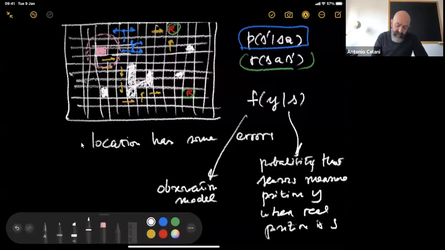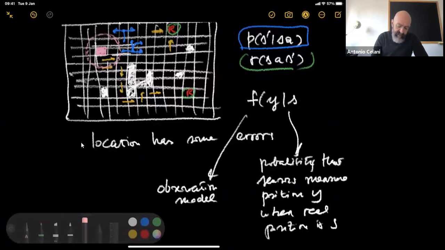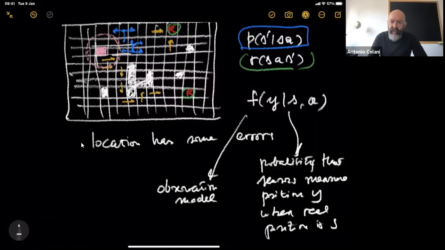Now, in general, this observation model might also depend on the actions, okay? For instance, your GPS might work better if you are not moving rather than if you're moving. So the quality of these observations, the size of the errors that you make in the location, might depend on the actions that you're taking. It also might depend on the state where you start or the state where you end up. It might also be written as S prime. So these are more matters of convention, okay?